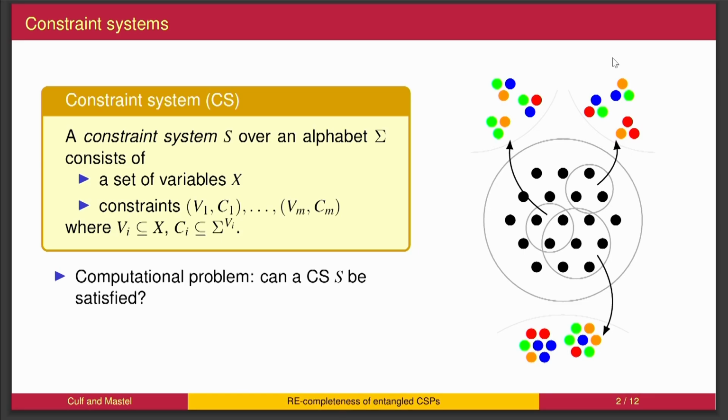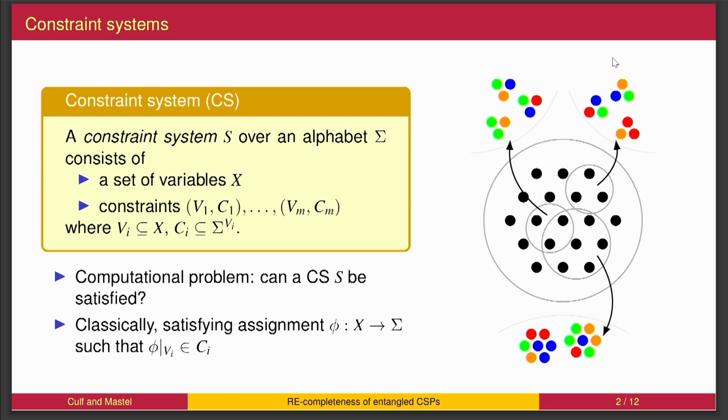Why CSPs are nice from a complexity theory perspective is that they give a very versatile source of computational problems. The computational problem, in the classical case, is: given a constraint system, can you find an assignment to all the variables, a global assignment, that locally satisfies each of the constraints on the subsets of the variables?